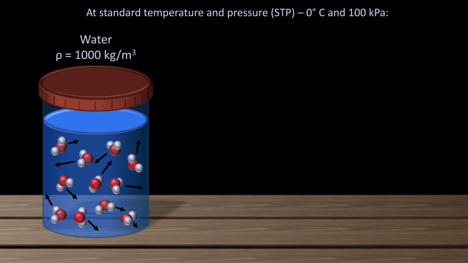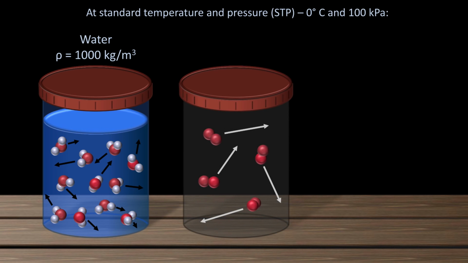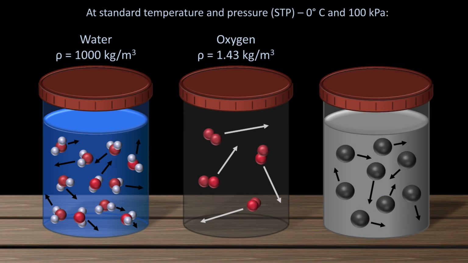Another commonly encountered fluid is oxygen. The density of oxygen is tiny, 1.43 kilograms per cubic meter. And finally, at the other end of the density spectrum is the densest of all liquids, mercury, at a whopping 13,500 kilograms per cubic meter.